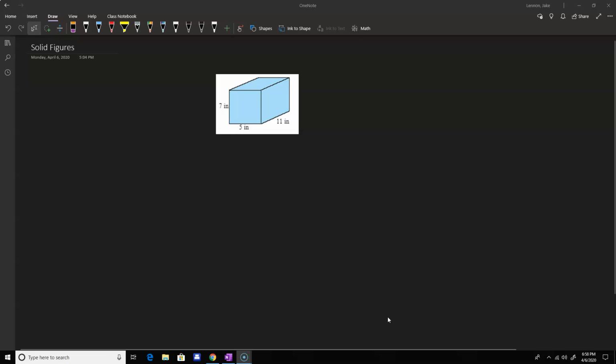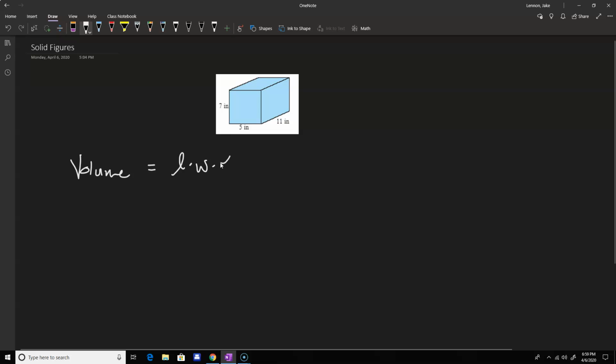So if we look at this figure, this is a rectangular box. We could look at two of the notions, both the volume and the surface area. The volume is the easier one. The volume of a box is going to be length times width times height. Those are just the three dimensions.